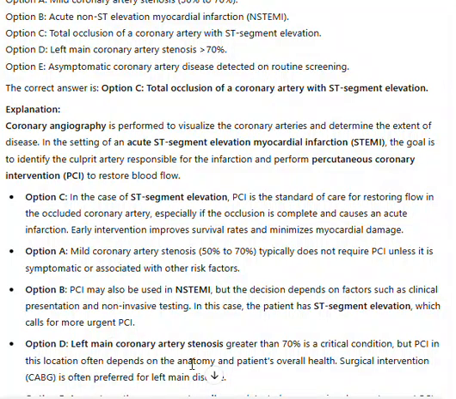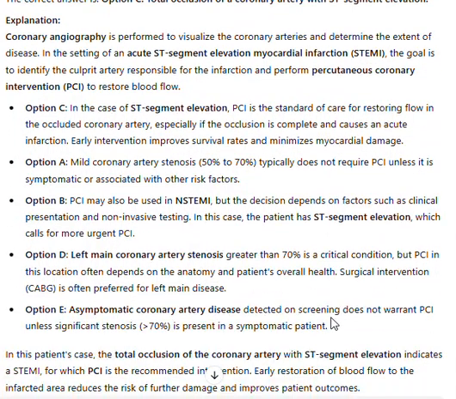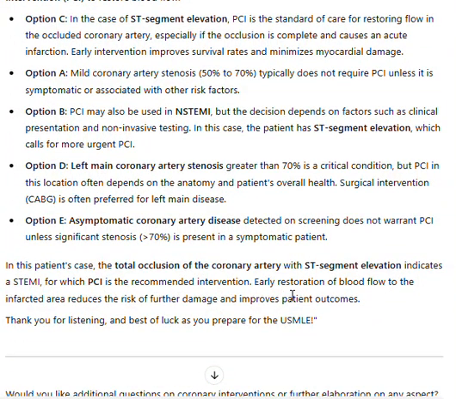Option D: left main coronary artery stenosis, greater than 70%, is a critical condition, but PCI in this location often depends on the anatomy and patient's overall health. Surgical intervention, CABG, is often preferred for left main disease. Option E: asymptomatic coronary artery disease detected on screening does not warrant PCI unless significant stenosis, 70%, is present in a symptomatic patient.